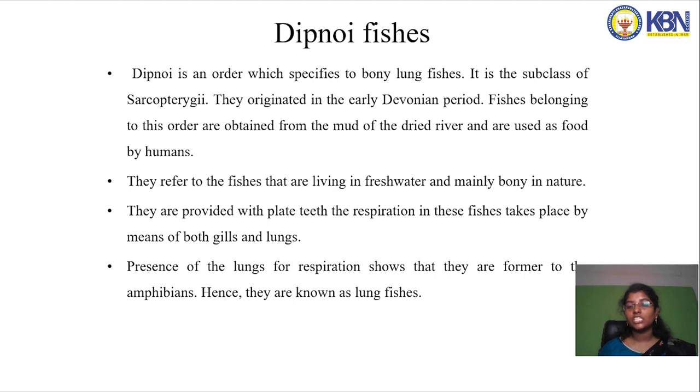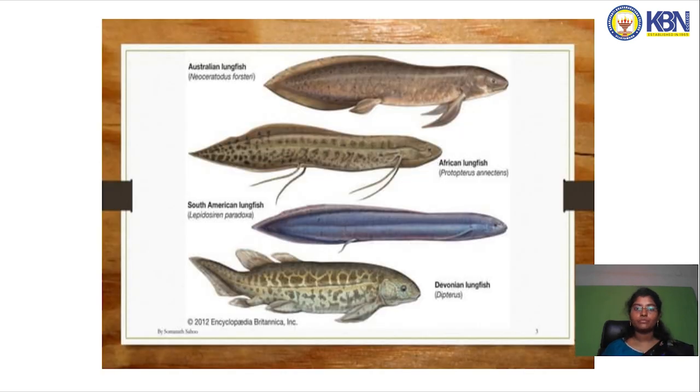The respiration in these fishes takes place by means of both gills and lungs. The presence of lungs for respiration shows that they are former to the amphibians. Hence, they are known as lungfishes. In this type of dipnoi fishes, we can observe they can respire through both lungs and gills. So this type of fish is called dipnoi fishes. Here are the examples for dipnoi fishes: Australian lungfish, African lungfish, South American lungfish, Devonian lungfish.